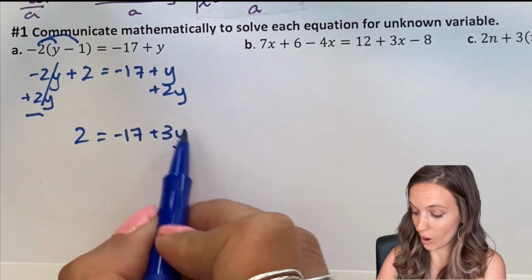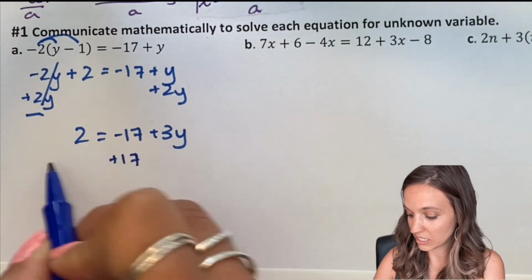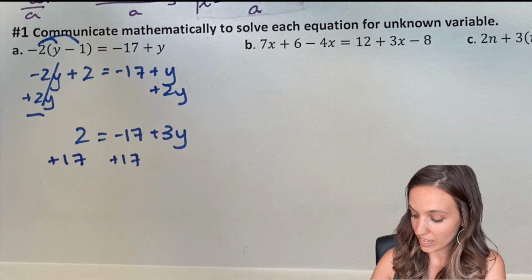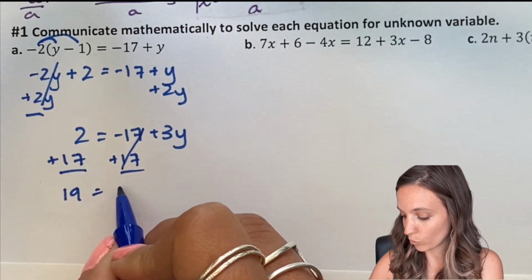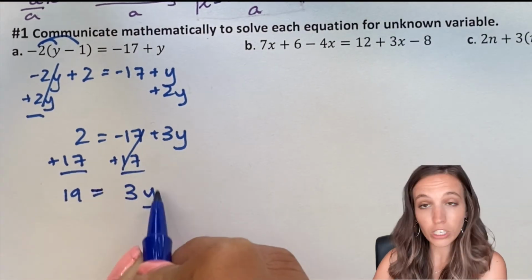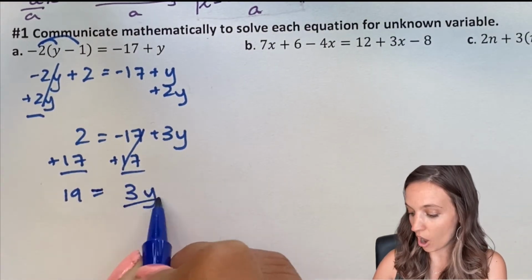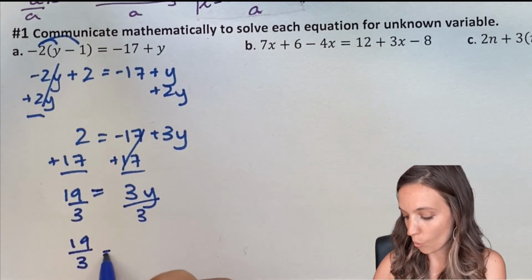Now I have all my variables on one side, and all I have to do now is start to solve for y. So isolating y, I'm going to get rid of this -17, add 17 to the other side, okay? That's going to be 19 here. These would cancel away, and I would have 3y left behind. Last step would be to get this y officially by itself by dividing that 3 off of it. So I'm going to have 19 over 3 equals y.